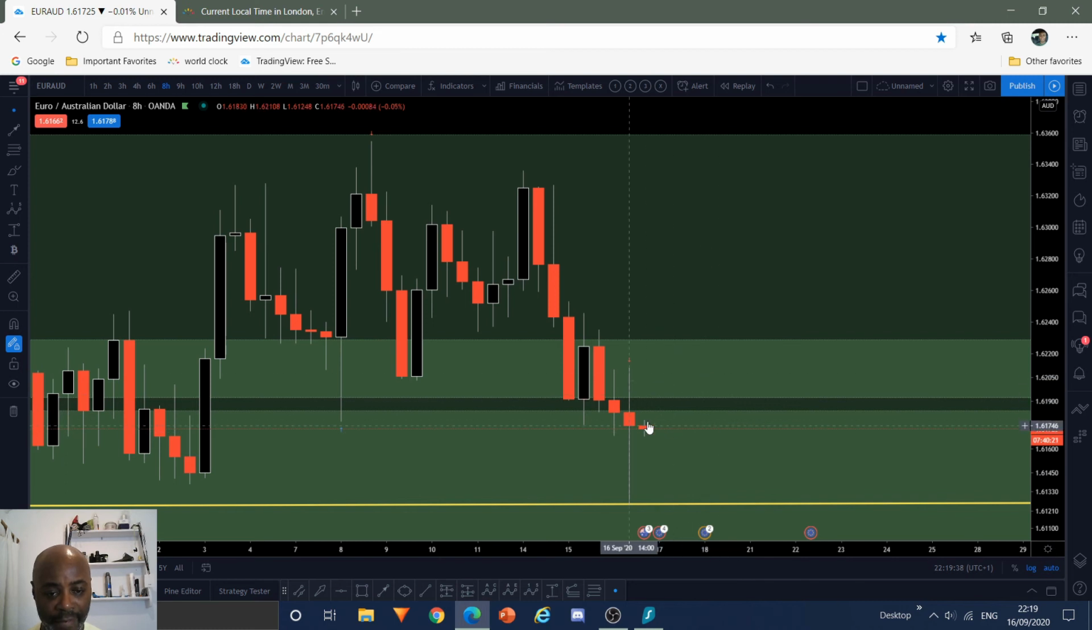I very rarely ever get in straight after a bar like that is printed, because I feel there's always some kind of a correction of that bar.